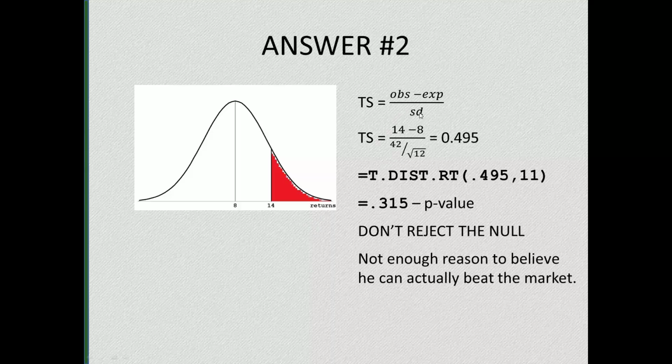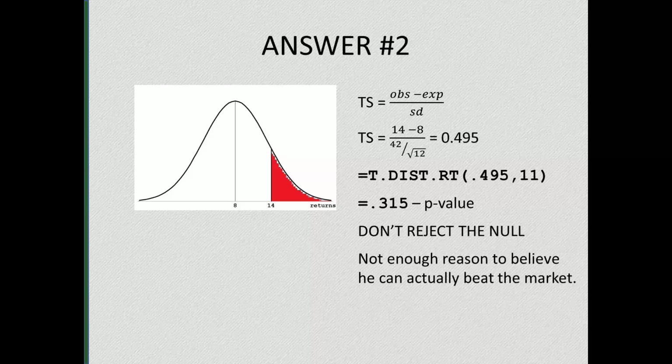Observed minus expected over standard deviation. Observed a 14% return, expected 8%. Sigma over the square root of n, because that number is a mean, so we need the standard deviation of a mean. That works out to 0.495. In other words, we're only about half a standard deviation away from average. We want just the right tail. We know the cutoff score. We're looking for a probability. That's a t.dist function, right tail, and it gives us a p-value of 0.315.